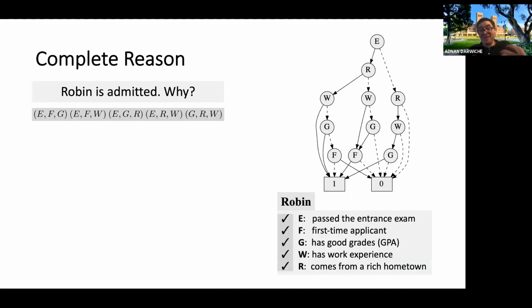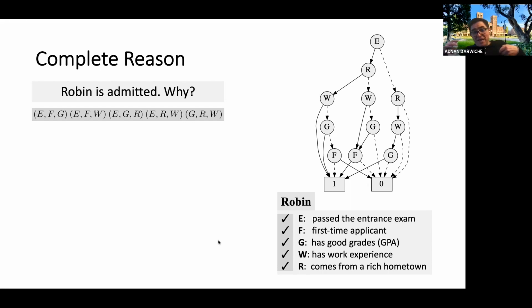Let's take a look at an example of this kind of analysis. This is Robin. She's an applicant. She has all of these features and she was admitted. And you say, why? It turns out in this case there are 5 sufficient reasons. If I were to enumerate them, each one of these is a set of characteristics. E true, F true, G true guarantees admission. You didn't need all of these 5 features.